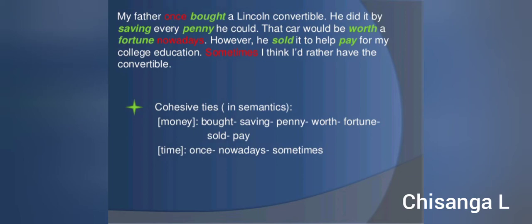Okay, my father once bought a Lincoln convertible. The word bought already shows a relationship between the father and the Lincoln convertible. What does the Lincoln convertible have to do with this person's father? It was bought. The Lincoln convertible was bought by this person's father. So that already shows some sort of a relationship between these two different words or phrases rather. And the examples go on.